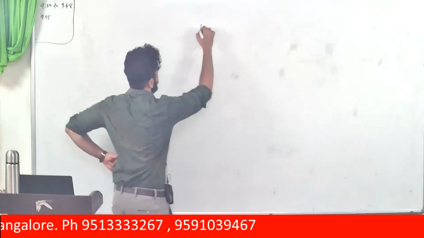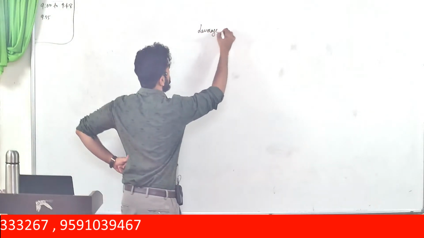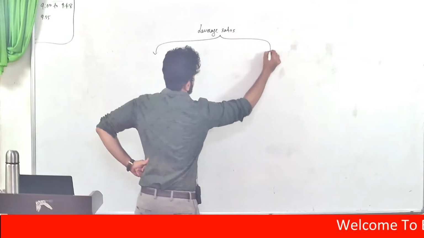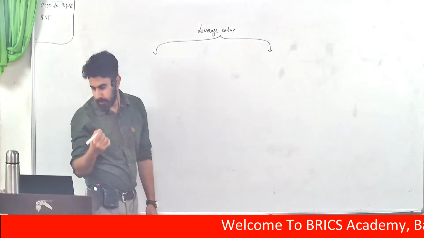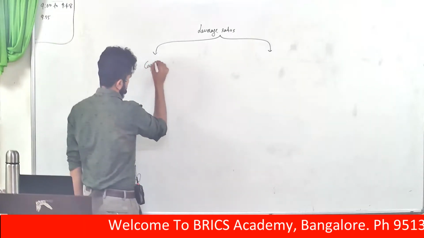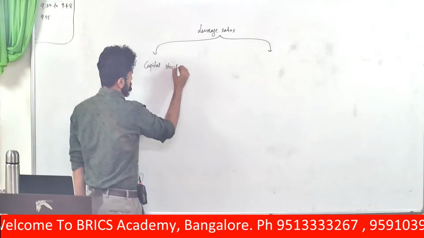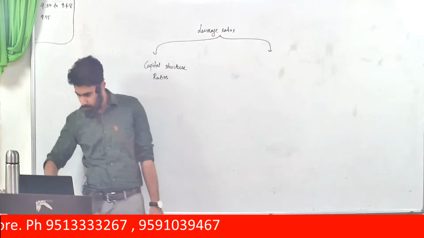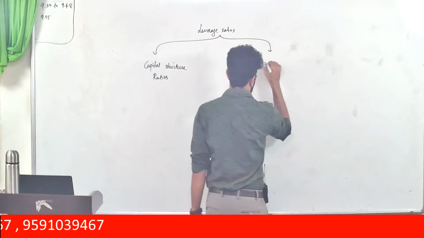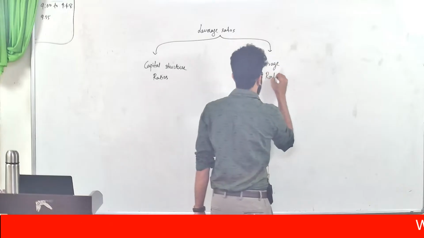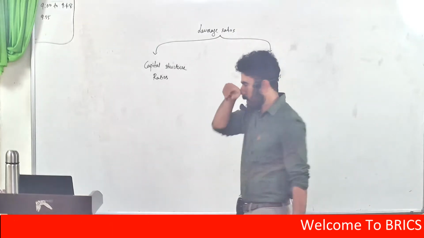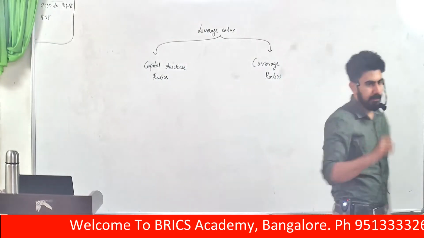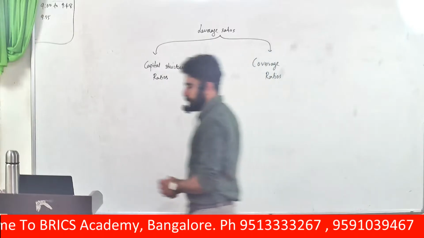Okay, here we have two categories, guys. In leverage ratios, we have two categories. First one, capital structure ratios, and coverage ratios. Just draw this. Leverage ratios, two categories: capital structure ratios and coverage ratios. Then we'll talk about capital structure ratios one by one.